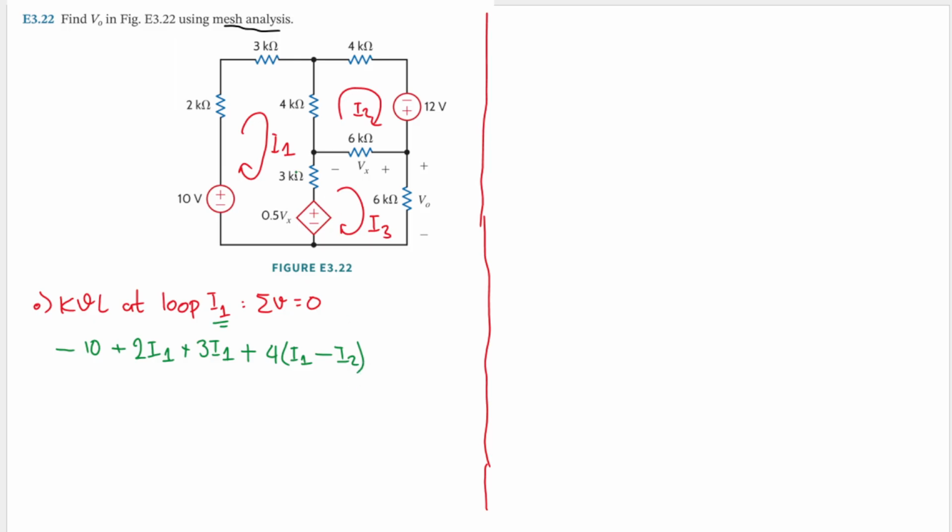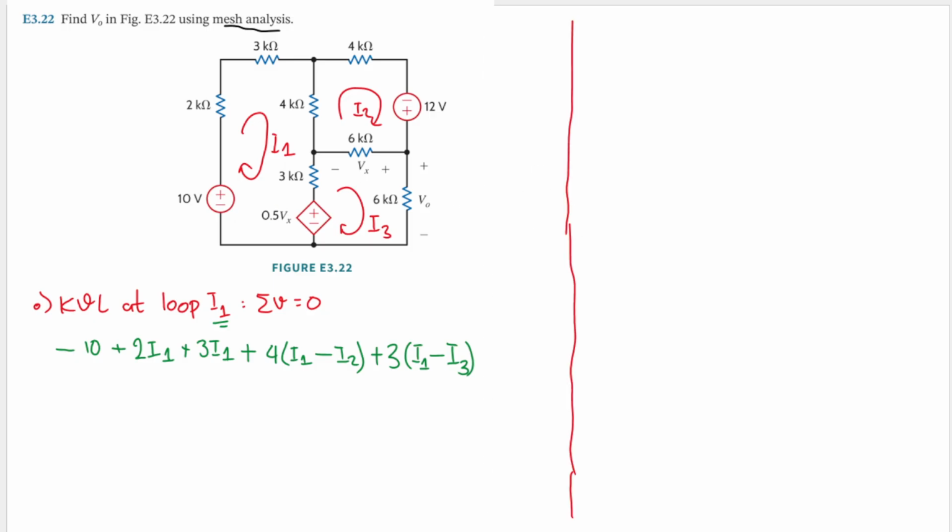Then we have that 3 kilo ohm resistor. Same case here, but I1 is going down and I3 is going up, so we will have 3 times I1 minus I3. And then the last one, we will have 0.5 Vx. Let's move this line so we have some space. So we'll have plus 0.5 Vx, and all of that will equal 0.